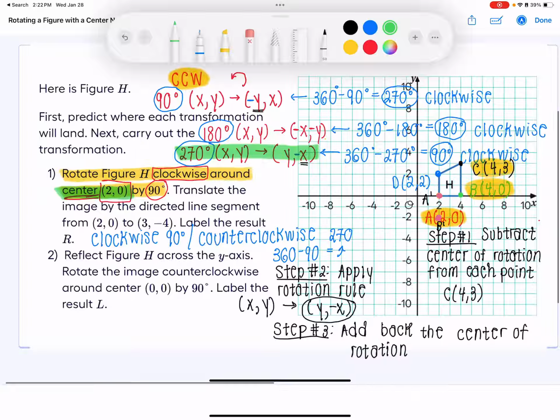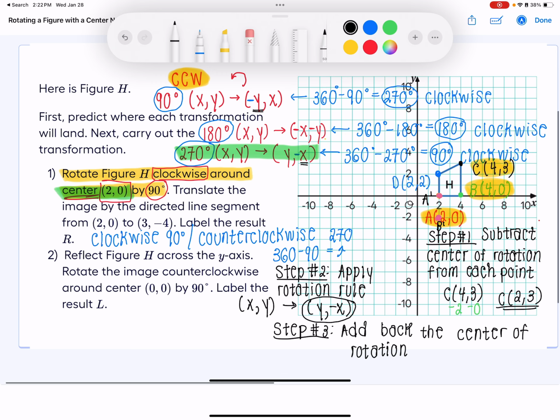We're going to do step 1, which is subtract center of rotation from each point. Now I'm going to subtract the 2 from the 4, and I'm going to subtract the 0 from the 3. And we end up getting that C is going to be at (2, 3). Underline that for you. So then step 2 is apply that rotation rule. Again, we're still doing a clockwise rotation of 90 degrees, a counterclockwise rotation of 270 degrees. So they're the same, right? So it's the same rule.